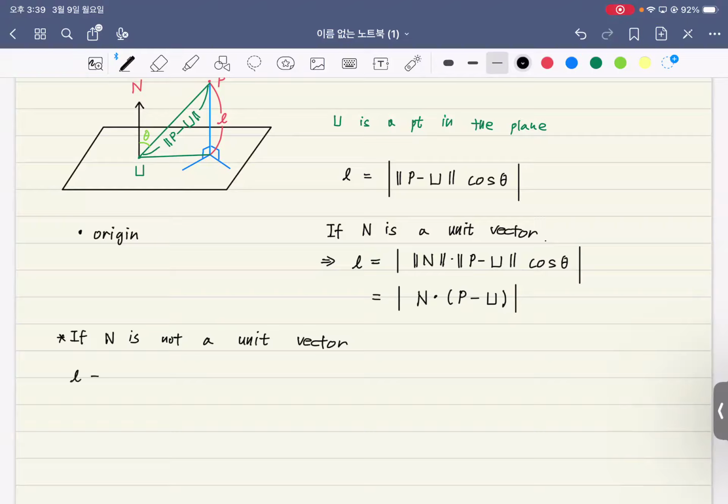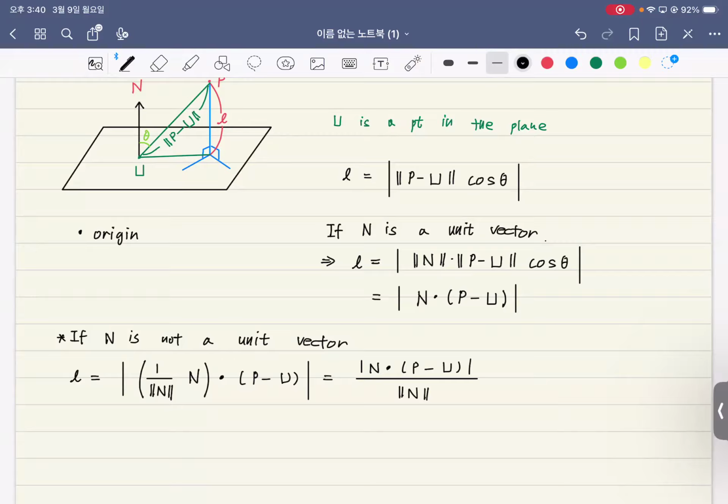Then L is going to be just 1 over the absolute value of n times n. Now this is a unit vector, right? Dot with p minus u, which is the absolute value of n dot p minus u, everything divided by the length of the unit vector.